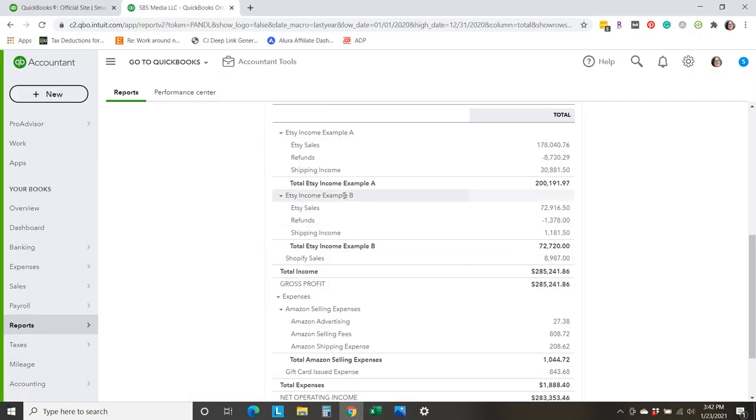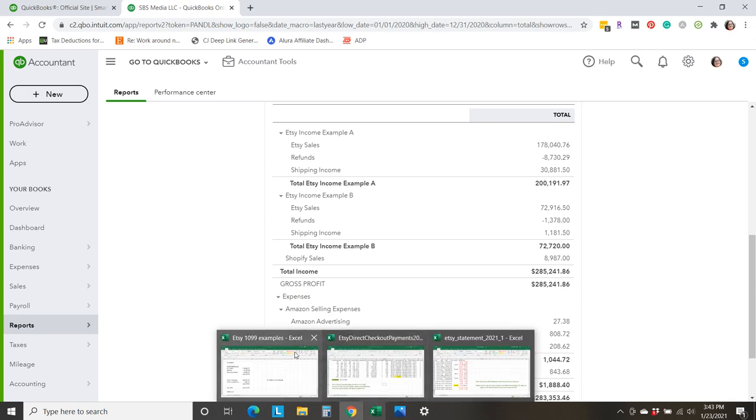So Etsy example B, income, Etsy sales of 72, refunds of 1,300, and shipping income of 1,100 for a grand total of 72,720. Once again, this is from our profit and loss report for the entire year of 2020 that we've run in QuickBooks Online Simple Start. And we have followed my method for recording income and fees throughout the year.